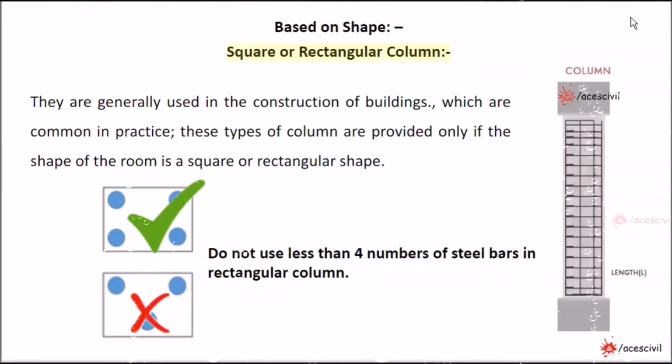Based on shape: square or rectangular column. They are generally used in the construction of buildings, which is common in practice. These types of columns are provided only if the shape of the room is square or rectangular. Do not use fewer than 4 steel bars in a rectangular column.